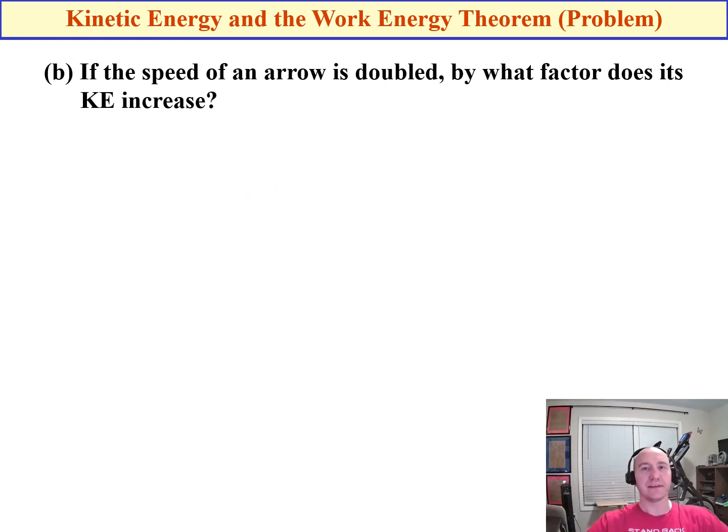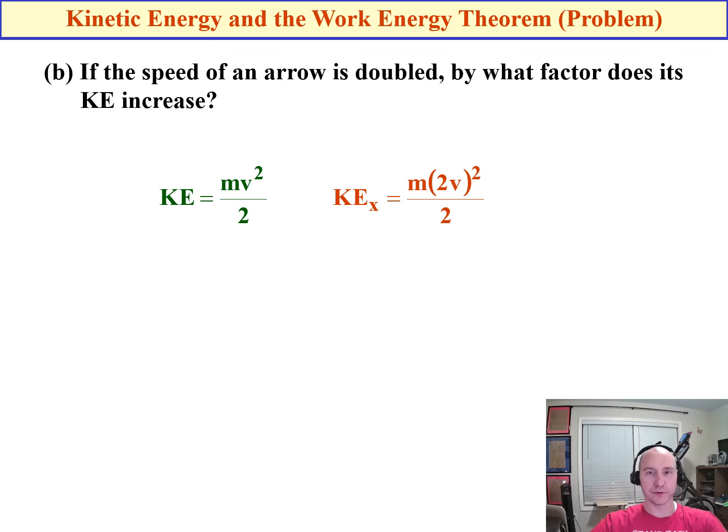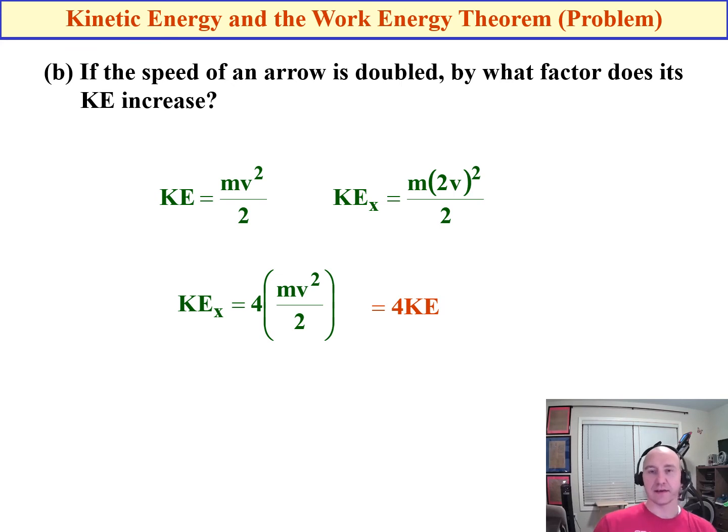What if the speed of the arrow is doubled? What happens to the kinetic energy if the speed of an arrow is doubled? So we're talking about an arrow that's moving, and the speed is doubled. What happens to kinetic energy? All right, so kinetic energy is 1/2 mass times velocity squared. So if we double the velocity, that velocity is squared. So doubling the velocity actually quadruples the kinetic energy. All right, so now you have 4 times the kinetic energy.